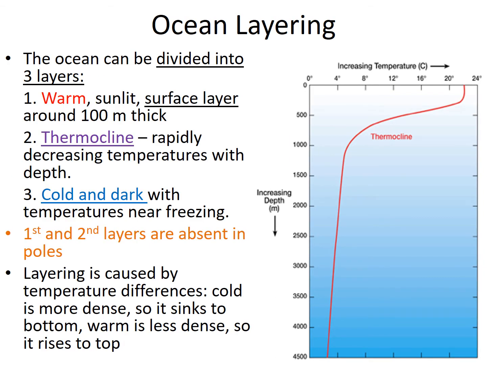So the ocean can be divided into 3 layers. The first is the warm sunlit surface layer, that's about 100 meters thick. This is the area where light reaches. Then you have the thermocline, which is a rapidly decreasing temperature with depth, okay? And then you have cold and dark, where the temperatures are near freezing. The first and second layers are absent at the poles because it's all cold there.